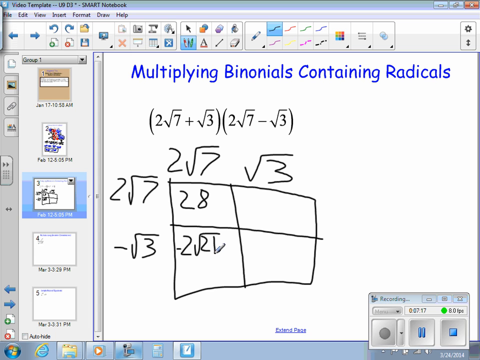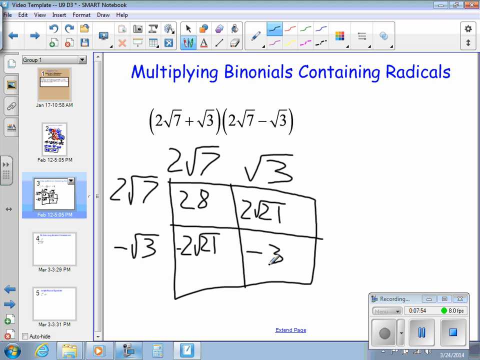I've multiplied the negative and the 2. I've multiplied the square root of 3 times the square root of 7. Okay, over here, I'm going to get positive 2 times the square root of 21. Again, that's the same thing. I've got the 2 times the 1 that's not written, of course, and then square root of 7 times the square root of 3. And then when I multiply down here the negative square root of 3 times the square root of 3, I'm going to get negative 3.